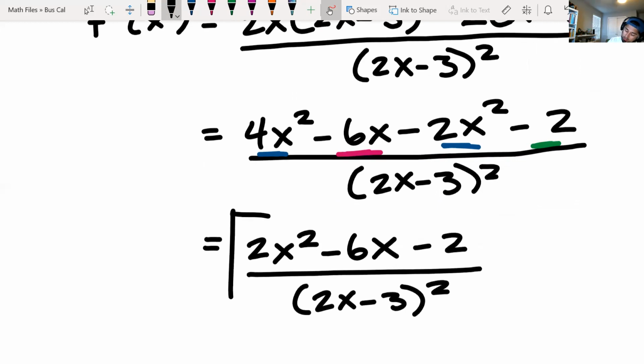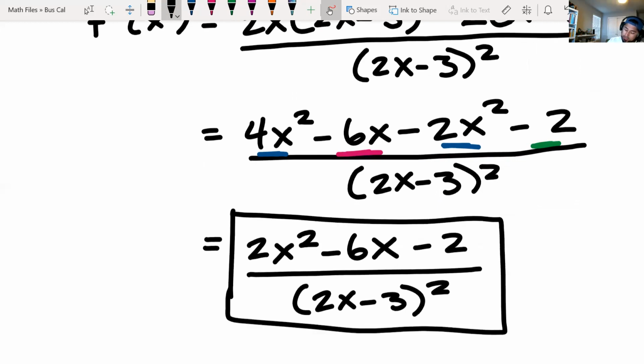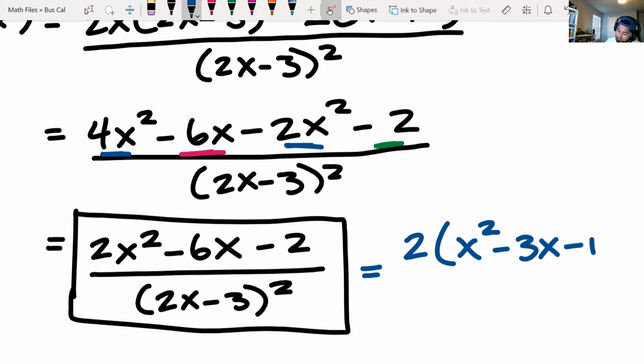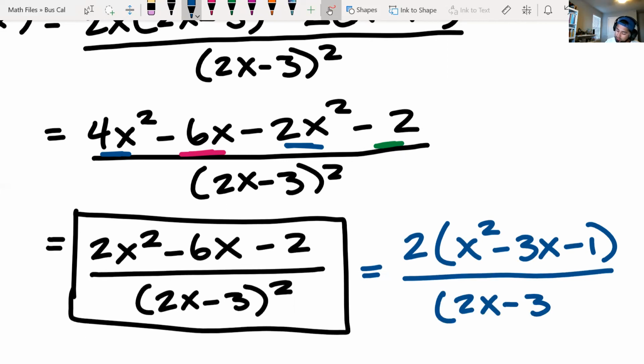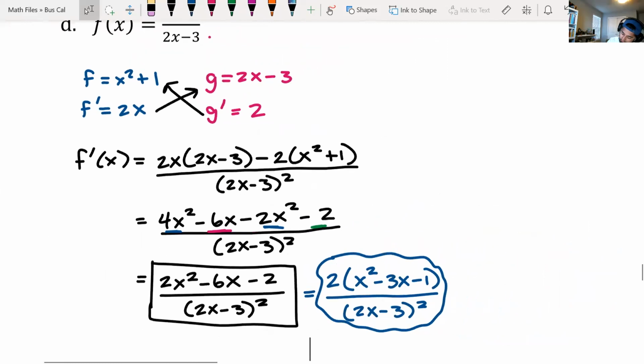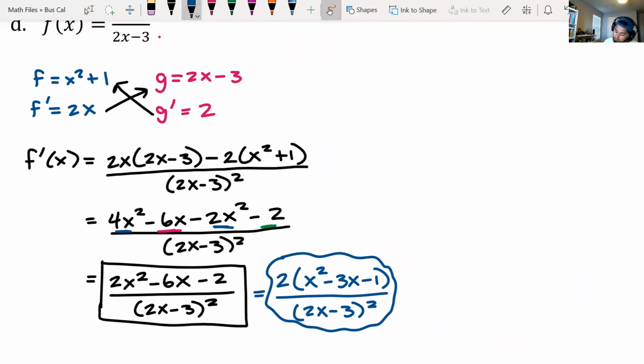Now again, this is a great answer, but you could factor it using one more step just by taking a 2 out of the numerator. And you get x squared minus 3x minus 1 over 2x minus 3 squared. Okay, there we go. Factored.